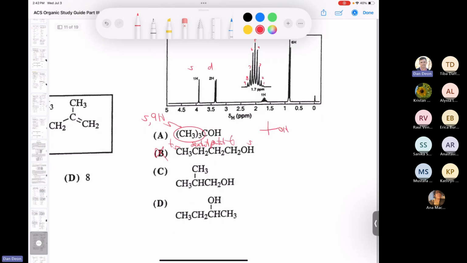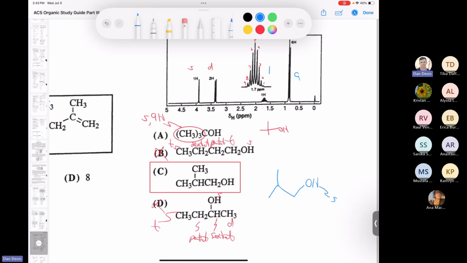If you go to D, you would get a singlet for this, you would get a doublet for this, you would get a sextet for this one, you'd get a pentet for this one, and then you would get a triplet for this one. And again, there's no triplets anywhere, so it's got to be C. And if you draw the bond line structure of C, and maybe I'll use a different color, you can see why you get that nonet. This proton gives you the singlet.